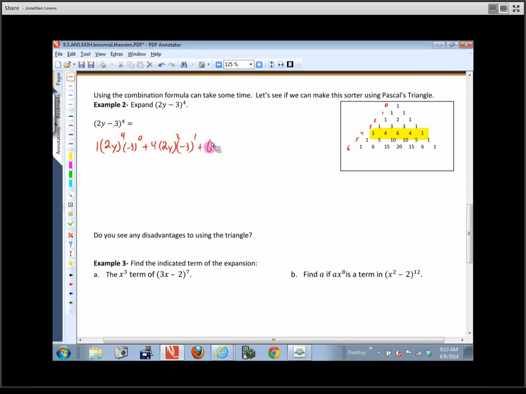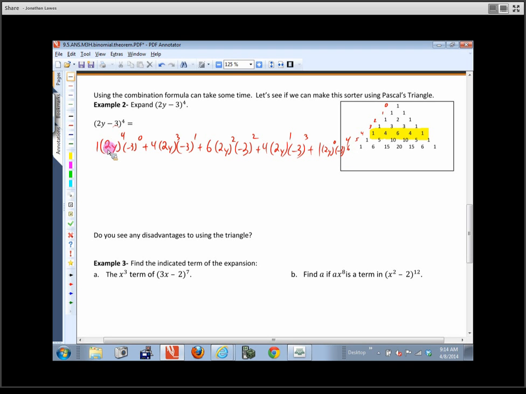Okay, the next one, this is going to be a 6 for a coefficient, at least to start with, a 2y squared, and a negative 3 squared also. Next one's a 4, 2y to the first, negative 3 to the third, and then the last one has a 1. Okay, if I wanted to write 2y to the 0, I could, and then it's going to be negative 3 raised to the fourth. Is that right? Okay, got a little bunched for space there, but here we go.